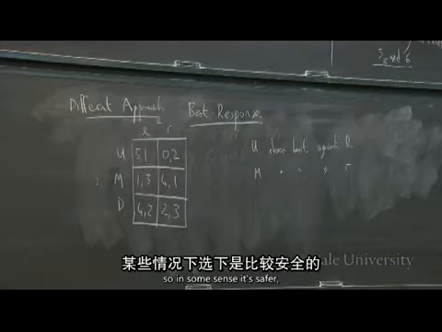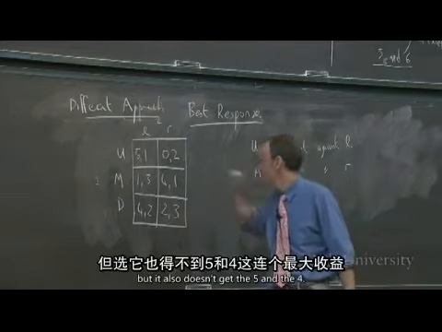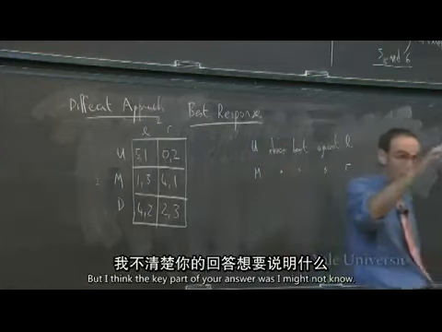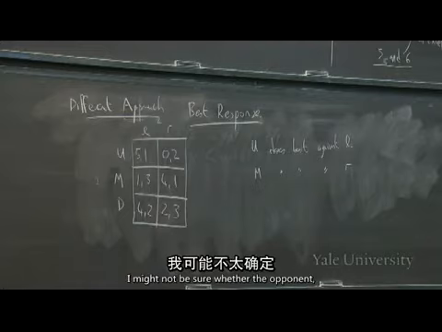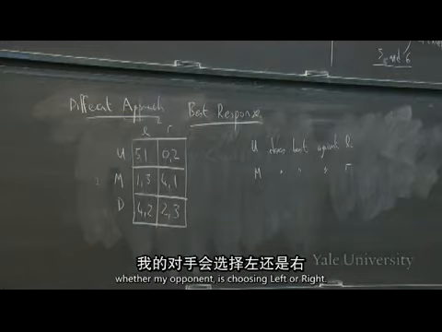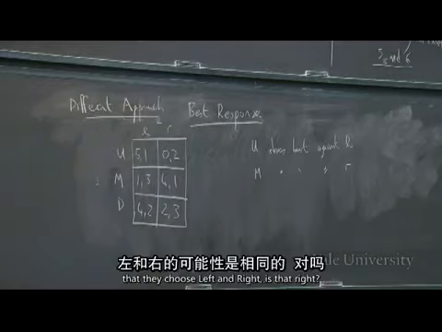All right. So in some sense, it's safer. It avoids the 0, although, I mean, it's true it avoids the 0, but it also doesn't get the 5 and the 4. But I think the key part of your answer was, I might not know. I might not be sure whether my opponent is choosing left or right. For example, I might believe that it's equally likely that they choose left and right. Is that right? All right.